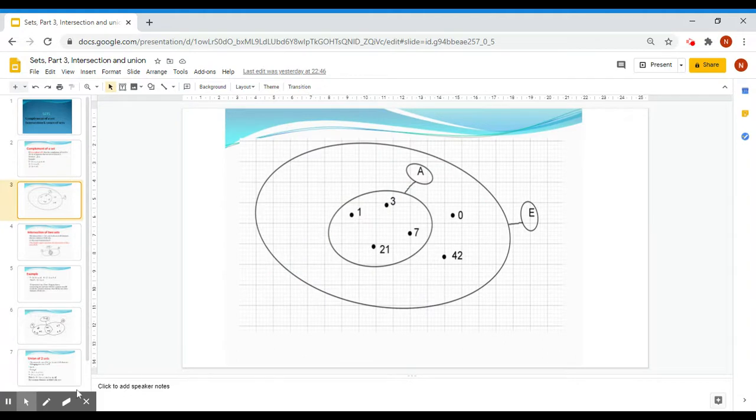So here's a Venn diagram about the previous example. This is A, a subset of E. These are the elements of E that are not part of A. So these elements constitute the complement of A in E.